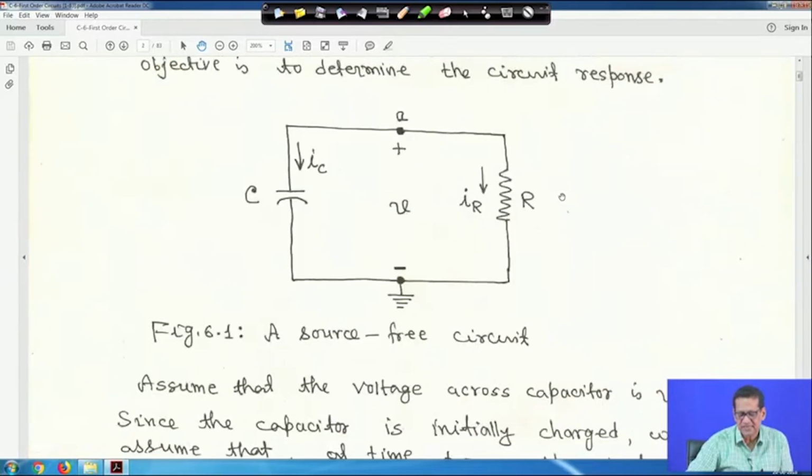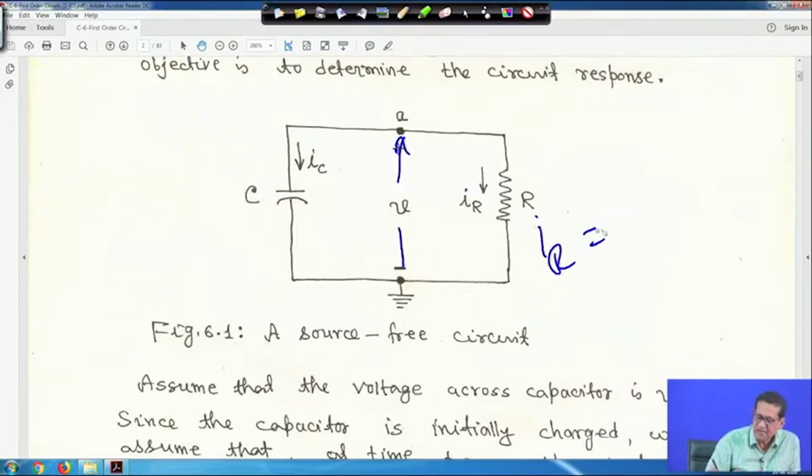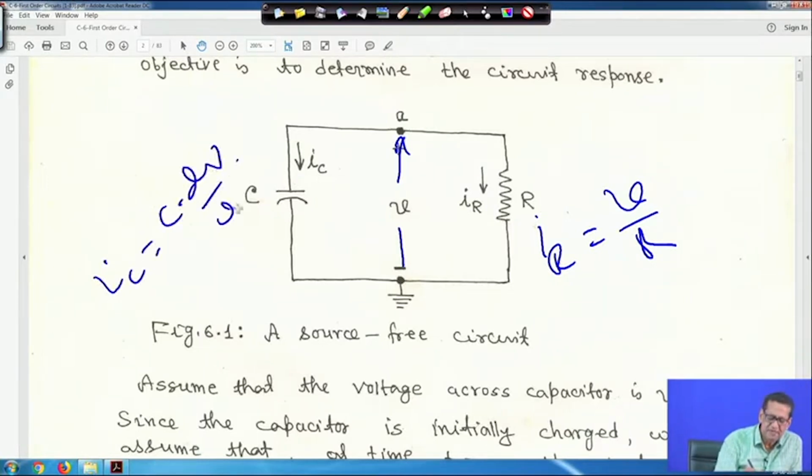If you come to this circuit, this voltage I told you is your V. So, I_R is equal to V upon R, right, because there is the same voltage across the capacitor and across the resistor. Similarly, here also your I_C is equal to C into dV by dt, right. This V is across the capacitor as well as the resistor.